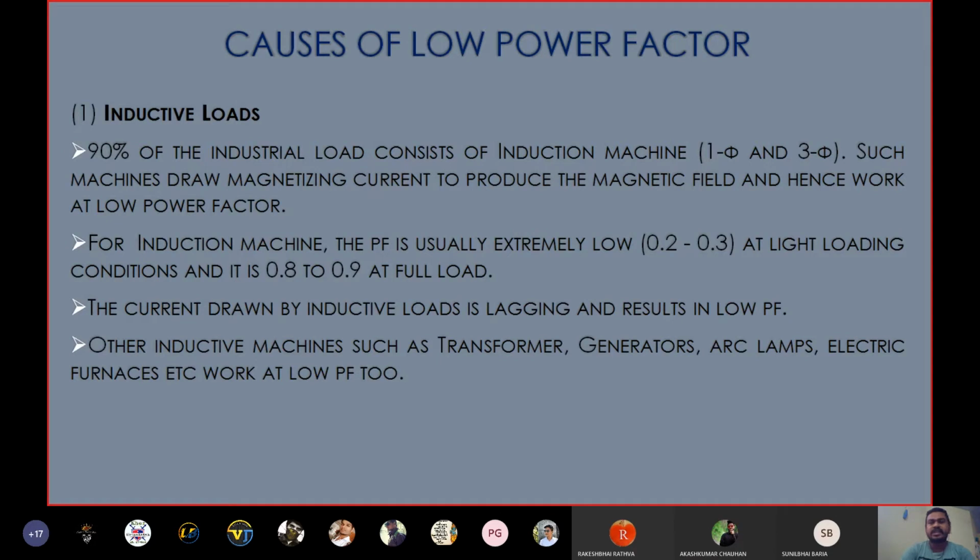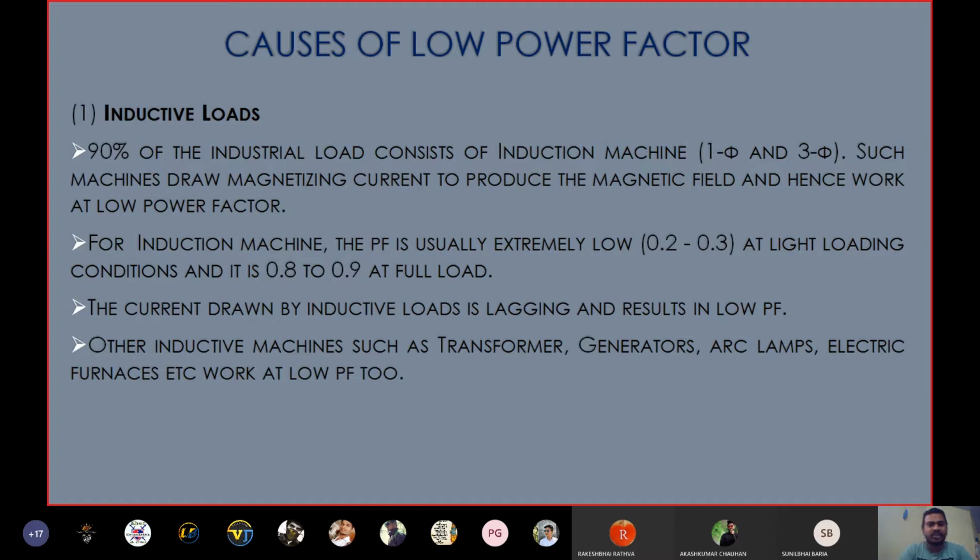For an induction machine the power factor is usually extremely low, 0.2 to 0.3 at light load. So when the machine works at light load, at that time the power factor is extremely low, 0.2 to 0.3, whereas at full load it becomes 0.8 to 0.9. So this is the difference in power factor. The current drawn by inductive load is lagging and results in low power factor.